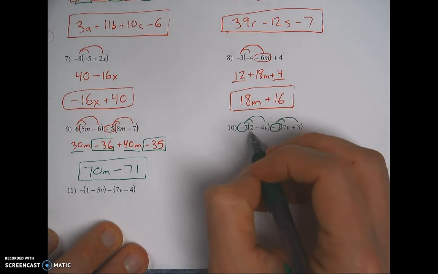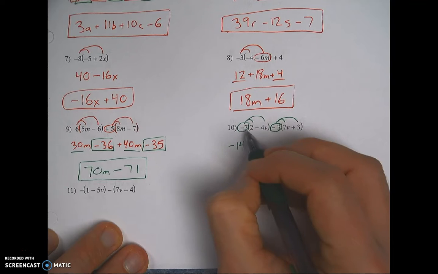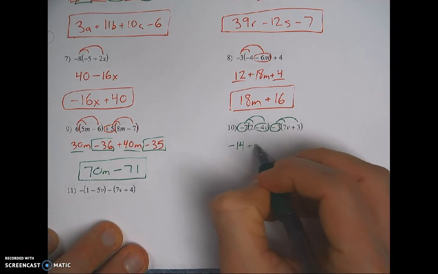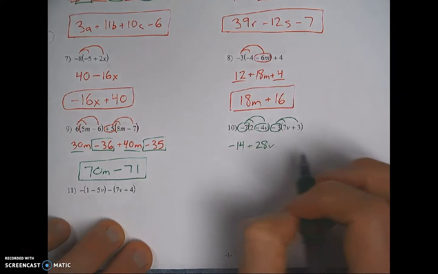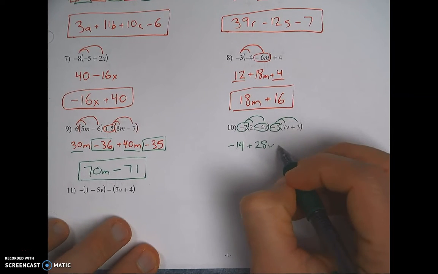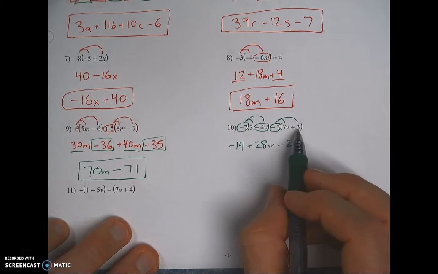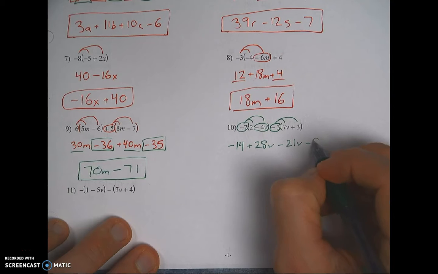Let's run it. Negative 7 times 2 is negative 14. This counts as a negative 4. So a negative times a negative is a positive 28v. Negative 3 times 7 is negative 21v. And then negative 3 times positive 3 is negative 9.